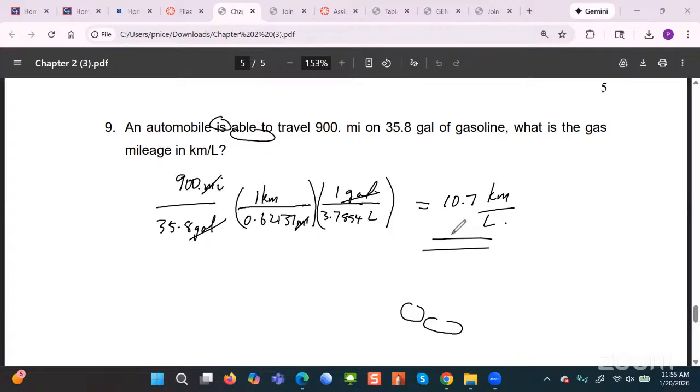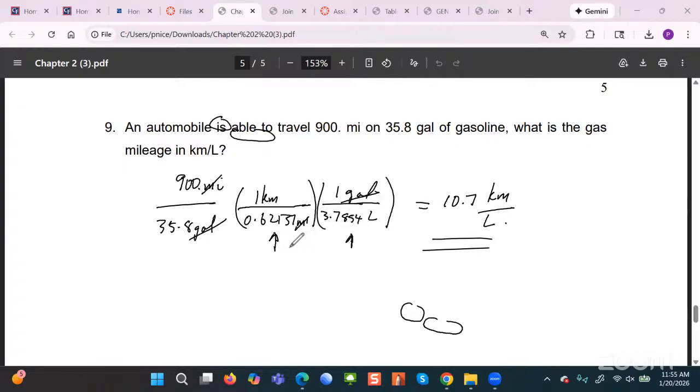Can you walk through that a little bit slower? Okay, so I divided the 900 miles by 35.8, right? Then I focus firstly on converting the mile units to kilometer units, so that's where this comes from. And then I focus on converting the gallon units to liter units, that's where this comes from. And then I do the number crunching and that's it.